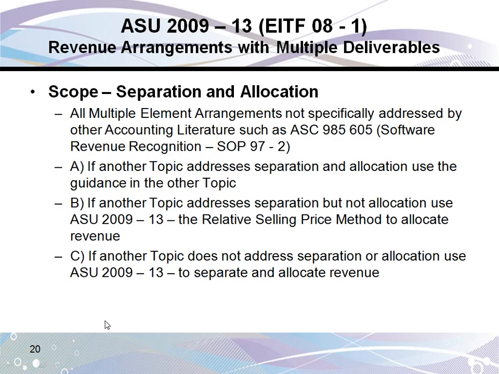For separation and allocation, if you're not covered by another piece of accounting literature such as software revenue recognition accounting, then you'd use 08-1 to do both the separation of your elements and the allocation of the revenue to them. If there's another topic that talks about how to separate them, you would follow that. If there's another topic that doesn't address separation but does address allocation, you use that. And if there are no other topics for your transaction, then you're going to use EITF 08-1 to do both the separation and the allocation of revenue to your multiple elements in your arrangement.